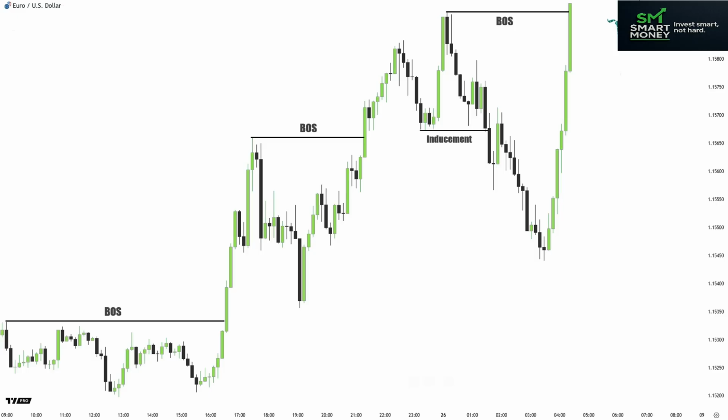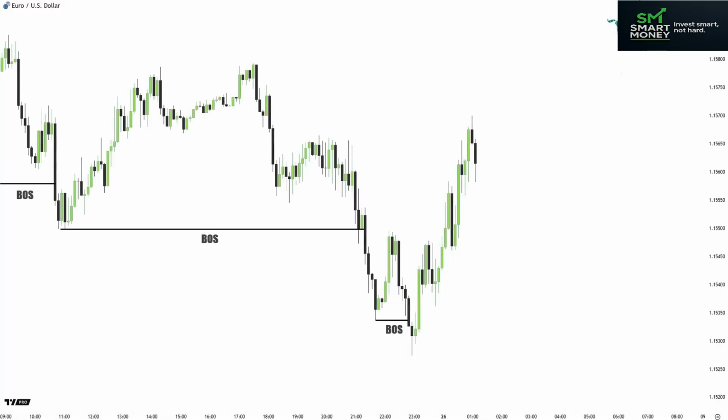Now let's look at another chart example. Now here, you can see that price is in a clear downtrend. But if you look closely, you'll notice something interesting. Price broke and closed above the major swing high of the last bearish impulse leg. At first, this looks like a bullish change of character, a signal that the bearish trend might be ending and the market is about to shift direction.